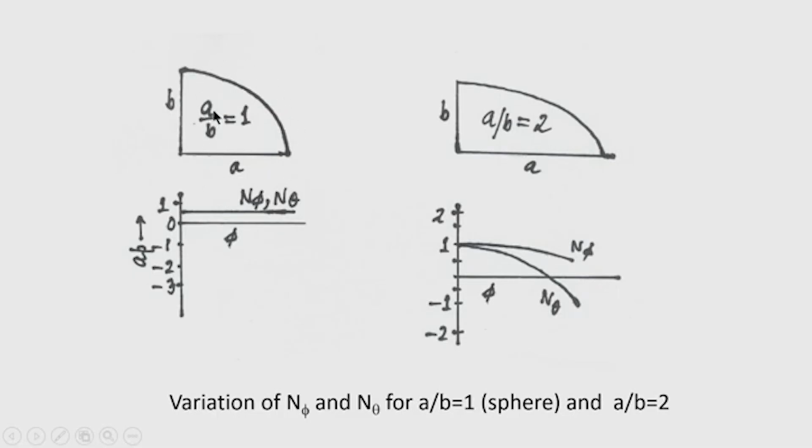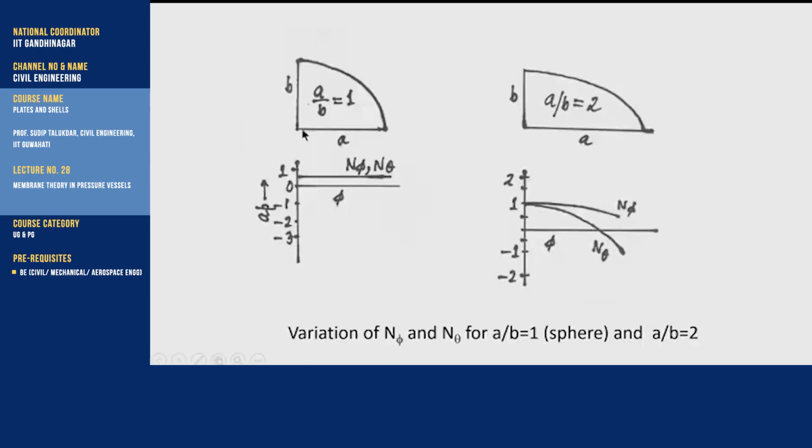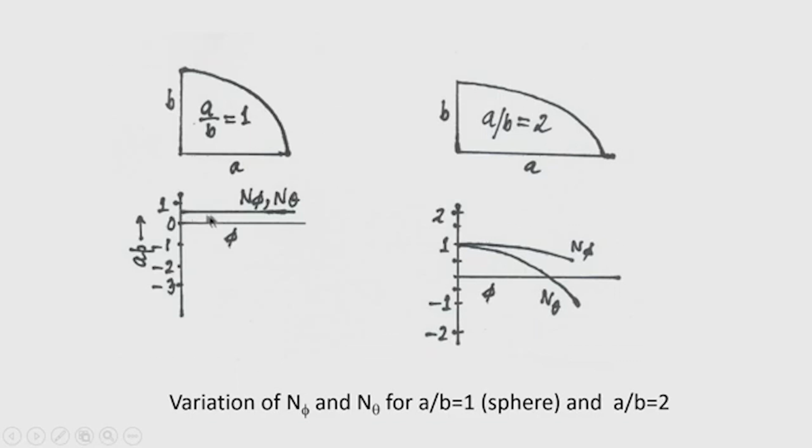Say we take the ratio of semi major axis to semi minor axis as 1. So, that is the case of a sphere, and we know that in case of sphere the stresses are same and it is P a by 2. If a is the radius of the sphere, here it is denoted as semi major axis. So, the stresses are P a by 2, that is 0.5 P a. Now, here you can see for a by b ratio 1, n phi and n theta is constant magnitude and it is always tensile.